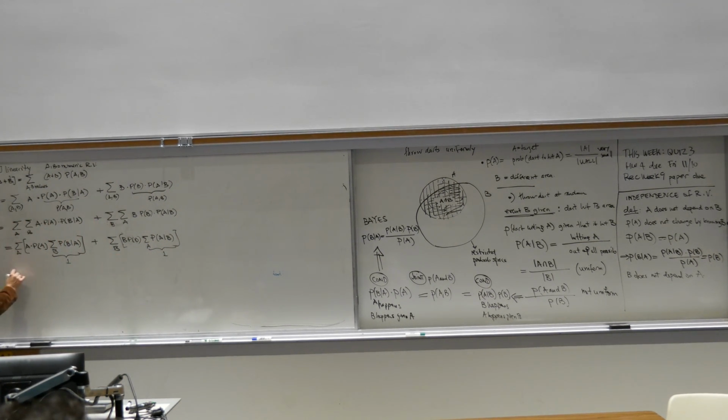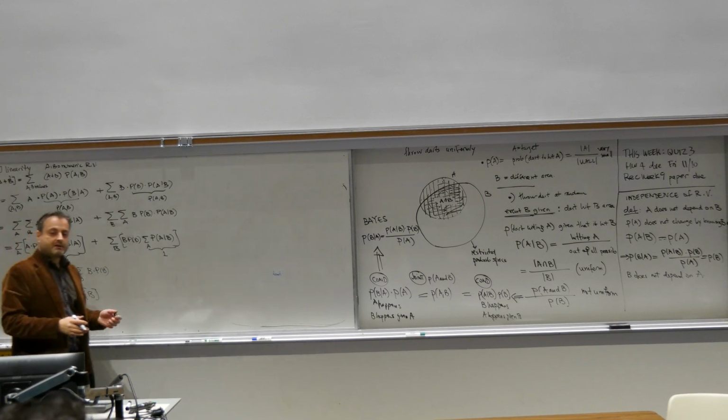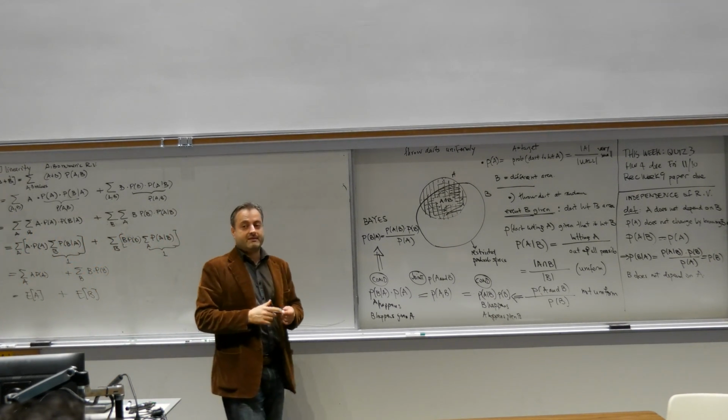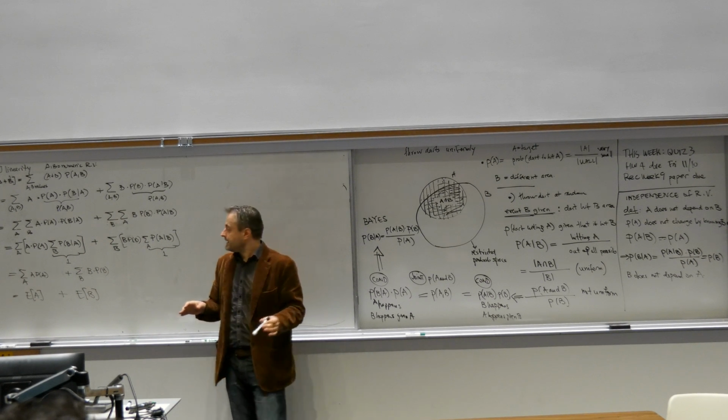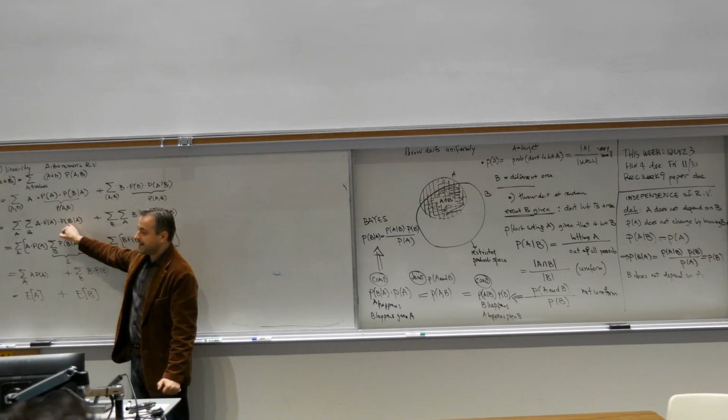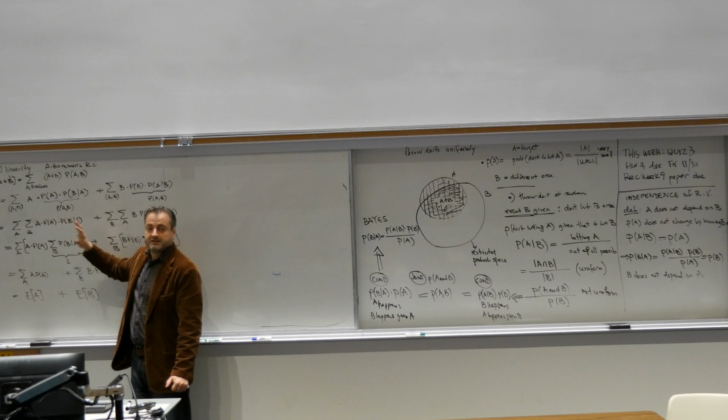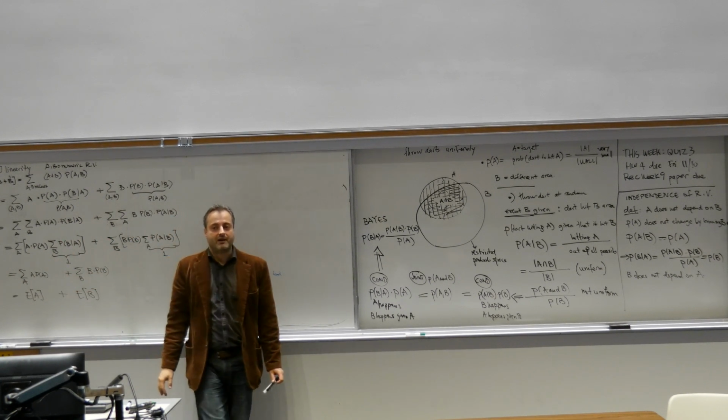So this is the sum over A of A times probability of A, plus the sum over B's of B times probability of B. That's, of course, the expected value of A plus the expected value of B. That's by definition. So the expected value of a sum is the sum of the two expectations, independent of whether these variables are independent or not. You see, I never use the fact that they are independent. This works for any random variables A and B.